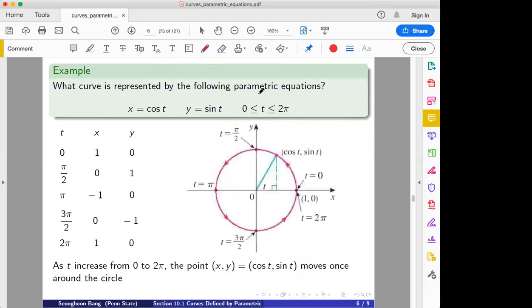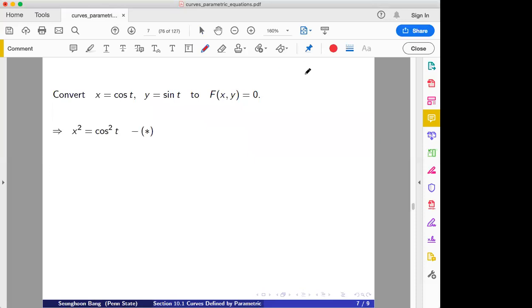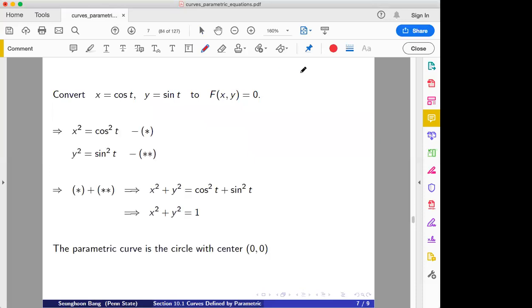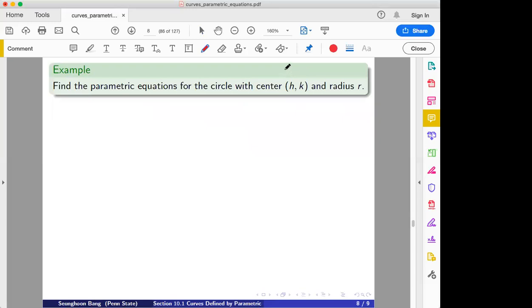So next, we have something in the opposite way. Find the parametric equation for the circle with center (h, k) and radius r. Do you know what the equation of a circle with center (h, k) and radius r is? This is a general equation.